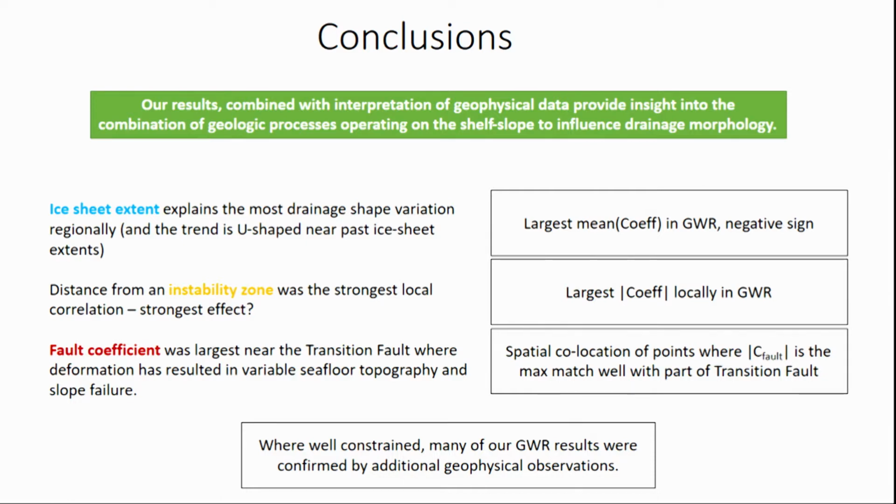The distance from an instability zone had the strongest local correlation, that had the biggest coefficient overall locally. And we saw that we had fault coefficients which dominated nearby a certain fault here, the transition fault, which has created a lot of variable seafloor topography and slope failure.